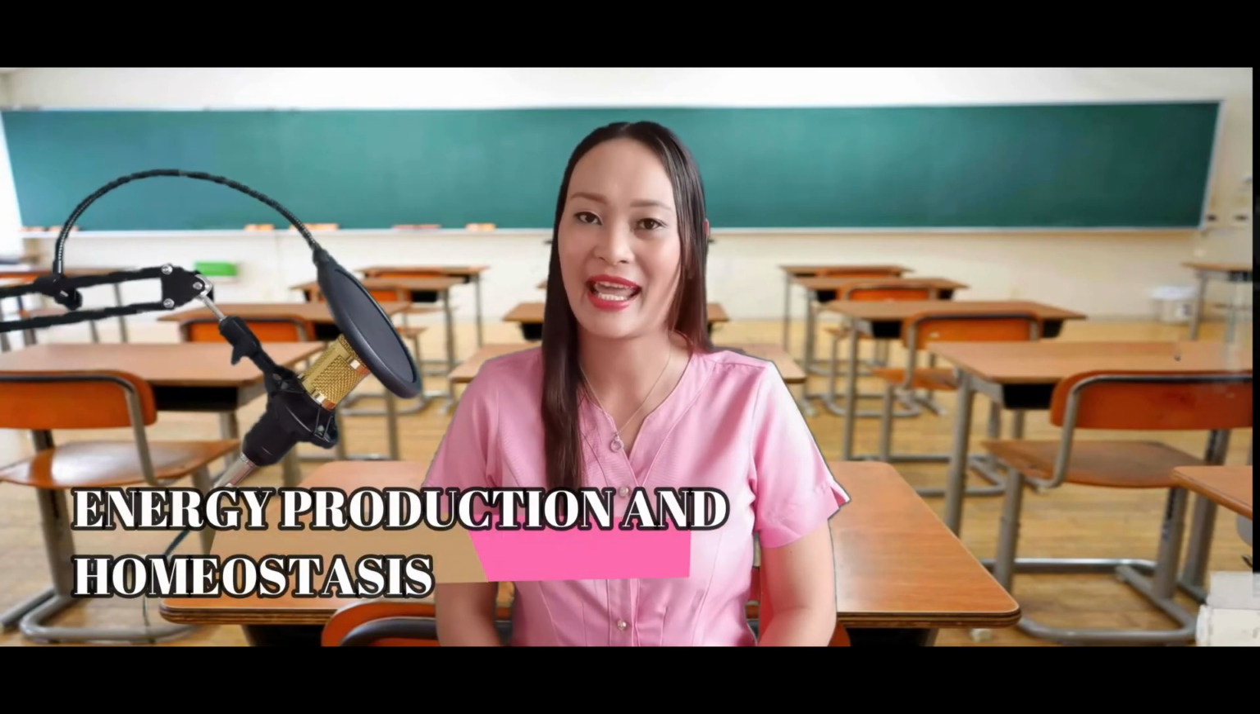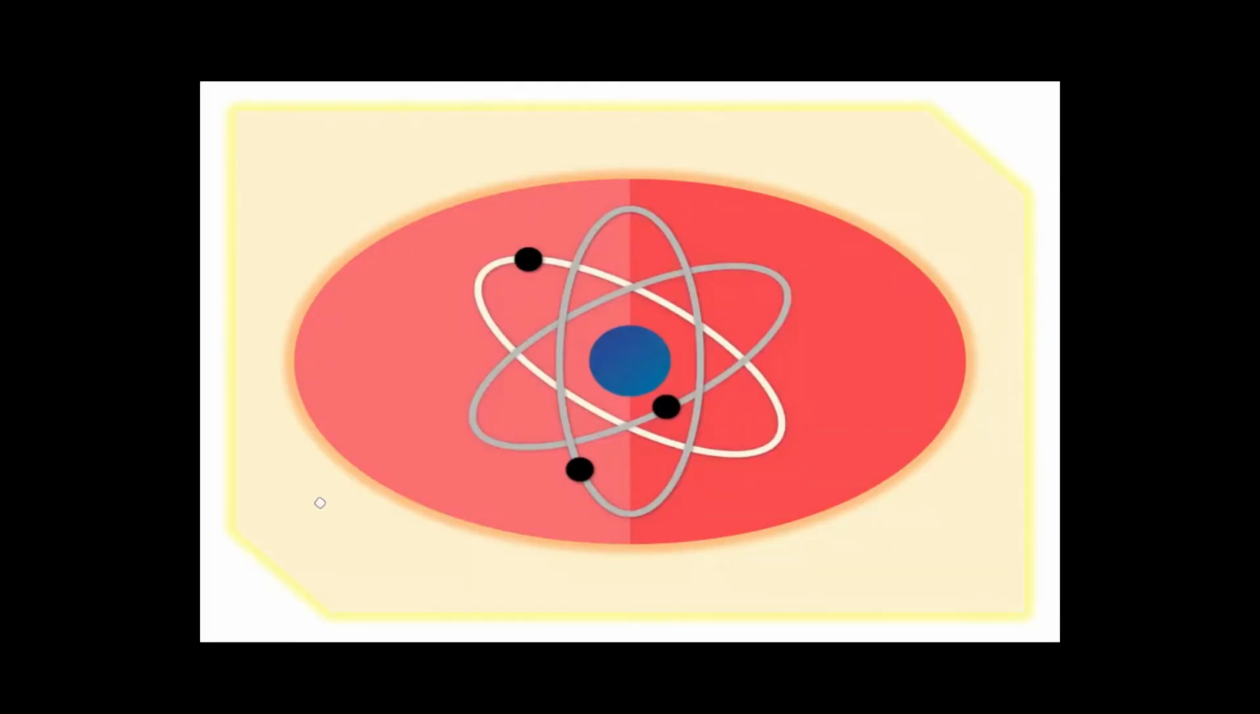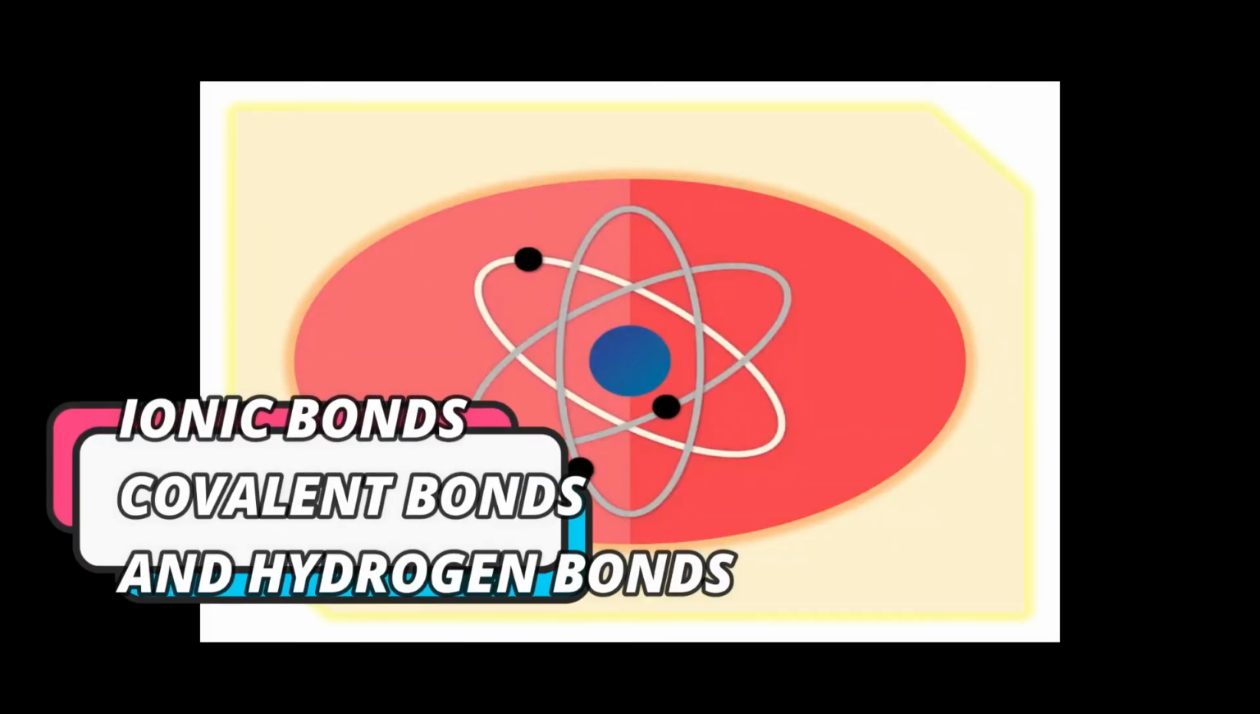What is the importance of chemical bonding in chemistry and in our life? Nice! Three types of chemical bonds are important in human physiology because they hold substances together that are used by the body for critical aspects, such as energy production and homeostasis. These are ionic bonds, covalent bonds, and hydrogen bonds.